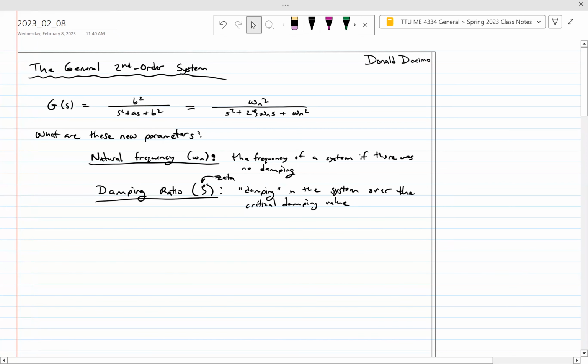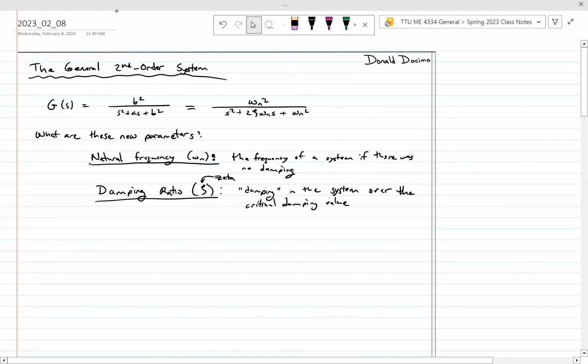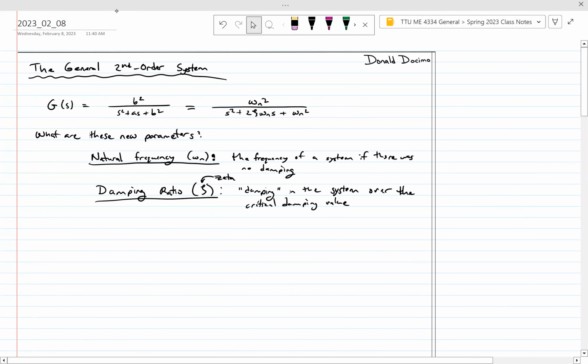But first, I want to cover something that I've noticed people make mistakes on. All right. I give you a transfer function that looks like this. And I say, tell me what zeta and omega n are, right? How do we figure out what those two values are? Don't look at the numerator. I only want to talk about the denominator here. So how do you determine omega n and zeta, damping ratio, natural frequency, if I give you a transfer function like this?